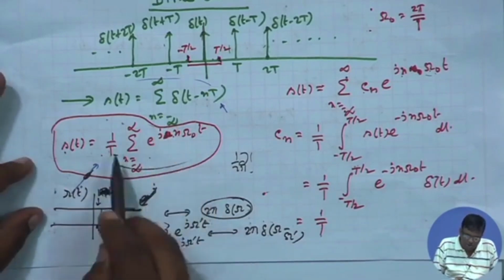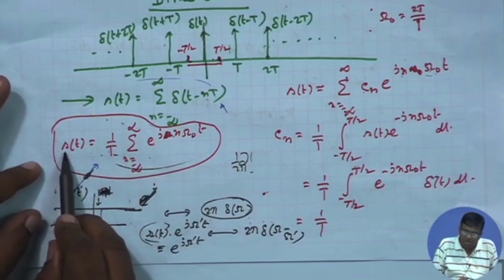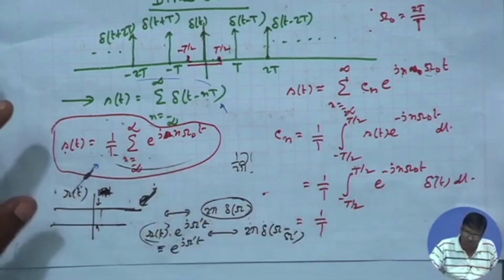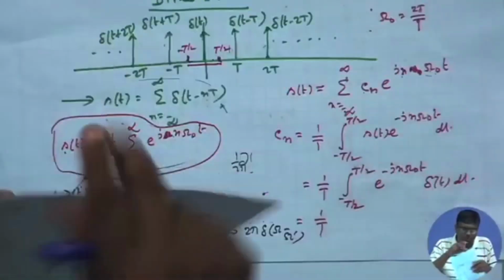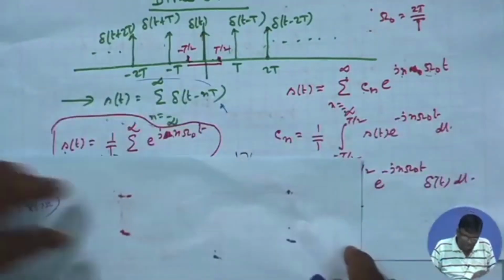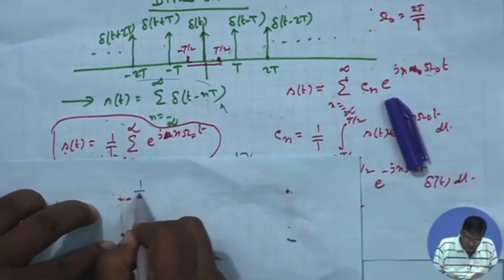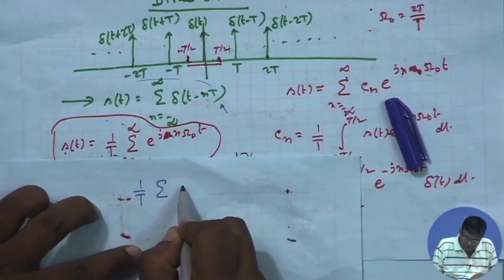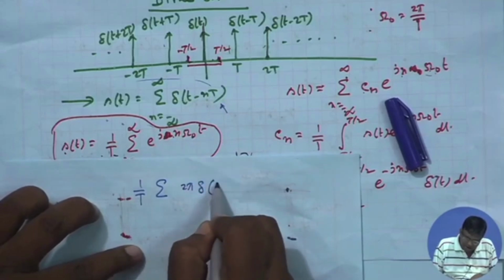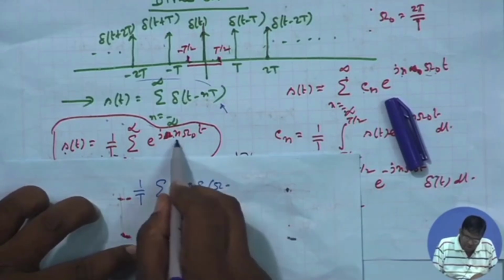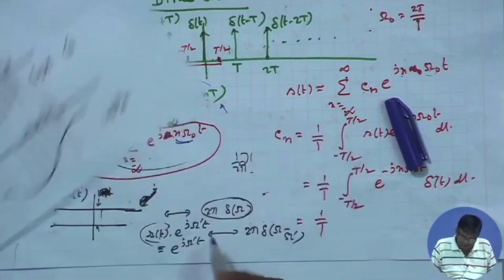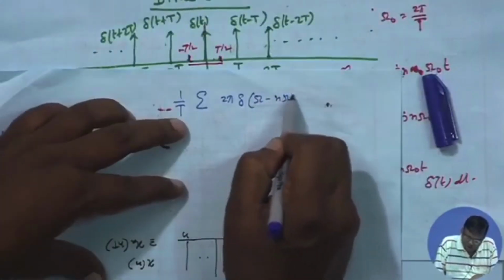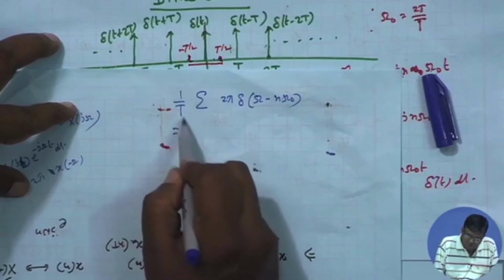So, if I apply this here, the Fourier transform of the left hand side is the same as the Fourier transform of the right hand side, the analog Fourier transform. And therefore, what is the analog Fourier transform? It will be 1 by T summation, and every such component will have 2 pi delta, capital omega shifted by omega prime, where omega prime is n into omega naught. So, it is shifted by n into omega naught. So, 2 pi goes out, 2 pi by T, which is actually omega naught.